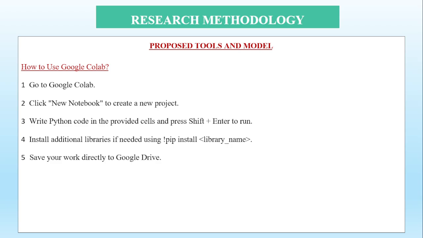So how to use Google Colab? Go to Google Colab, click new notebook to create a new project, write Python code in the provided cells and press Shift plus Enter to run. Install additional libraries if needed using pip install. This syntax will be required to get the library. Save your work directly to Google Drive.